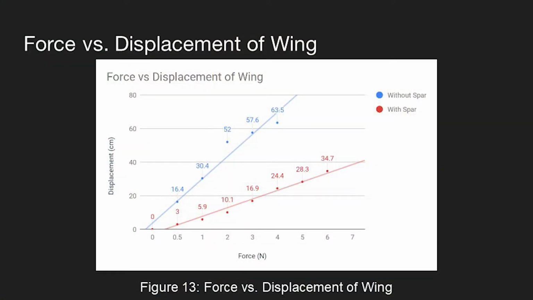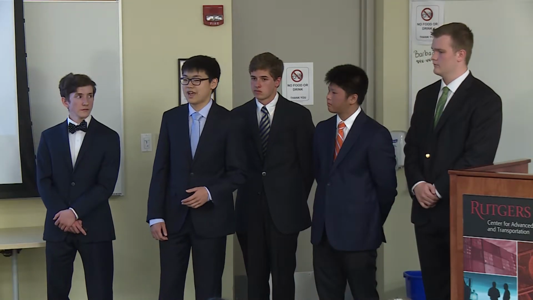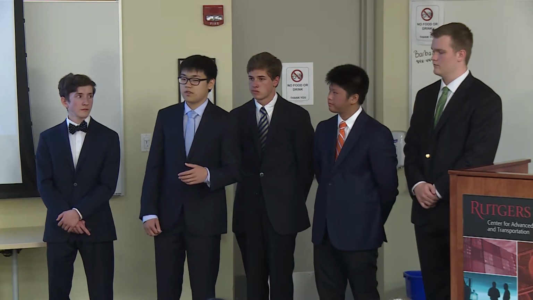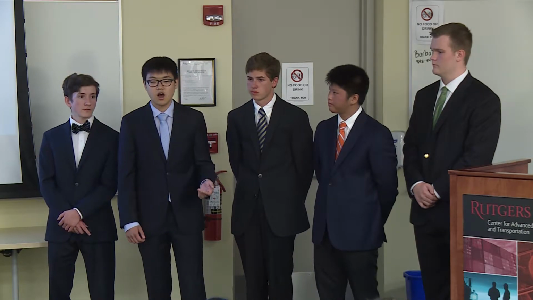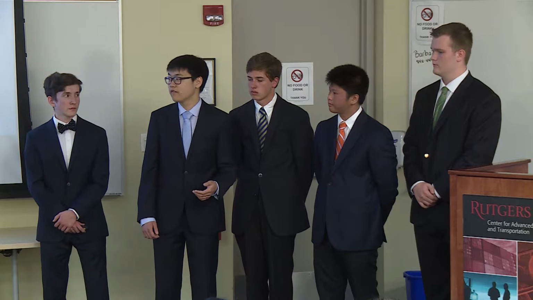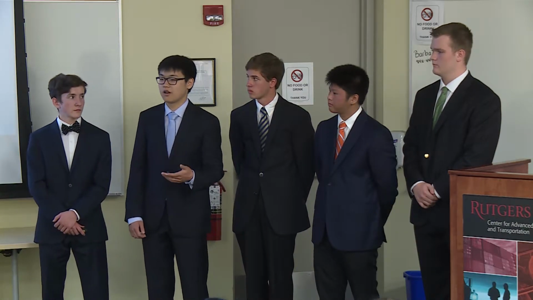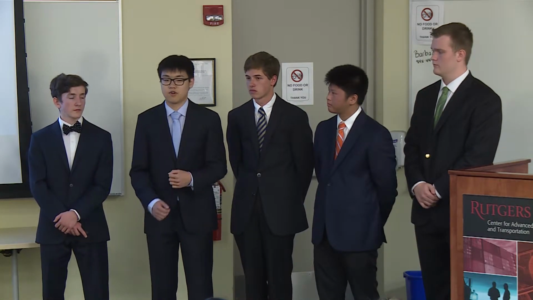The blue line represents the displacement of the wing without the spar, and the red line represents the displacement of the wing with the spar. The data shows that there's significantly less displacement when the spar is in the wing, and this is important because it adds rigidity. If there is no spar in the wing, our wing would be too flexible and bend during flight, causing a loss in lift. However, the rigidity provided by the spar allows us to maintain constant lift throughout flight.